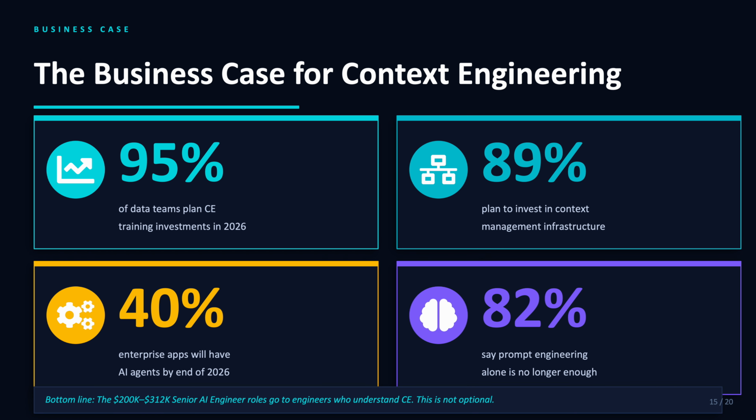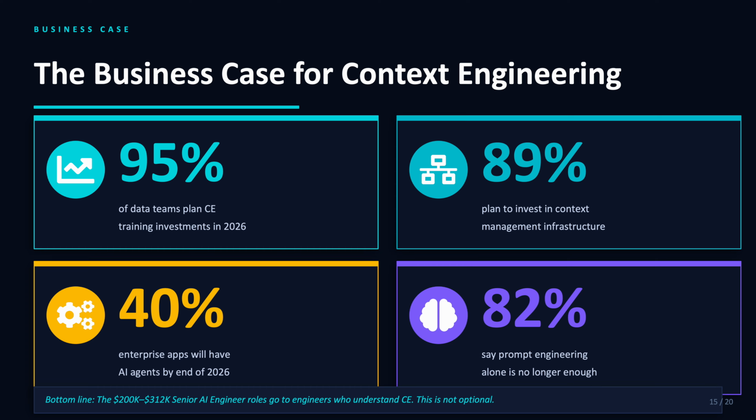95% of data teams plan to invest in context engineering training this year. This is no longer an experimental discipline. It's entering the standard skill set. 89% plan to invest in context management infrastructure in the next 12 months. The tooling, the vector stores, the observability layers. The investment is following the recognition.